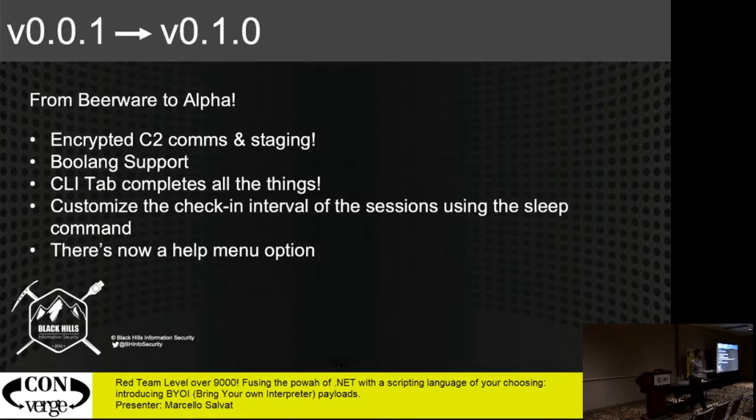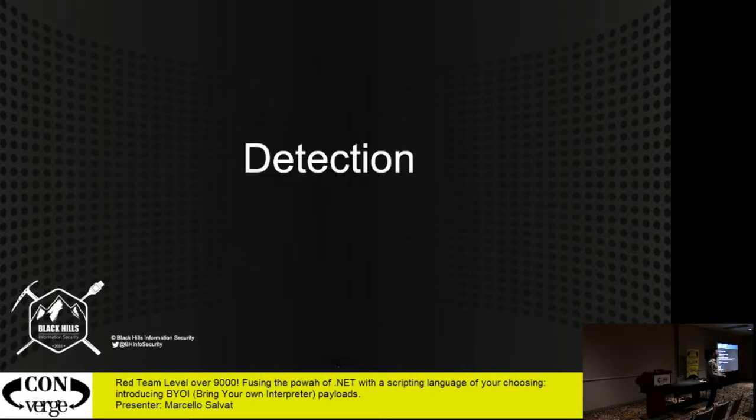I've recently released, a few months ago, an update for it. It's gotten from the beerware stage to alpha, so things actually work now, which is good. All the C2 comms are encrypted using elliptic curve Diffie-Hellman key exchange with HMAC, so it's pretty solid on the crypto side now. It also has Boolang support, so that allows us to call native methods directly from the actual C2 framework, which is really good. So we can take screenshots, we can dump memory, we can do all of the stuff that I just showed you right now. Also, tab completes everything, and you can customize the check-in interval, and there's now a help menu function, which comes in handy.